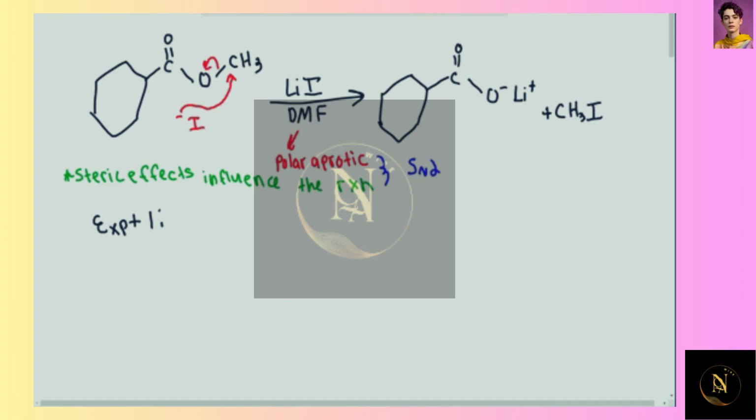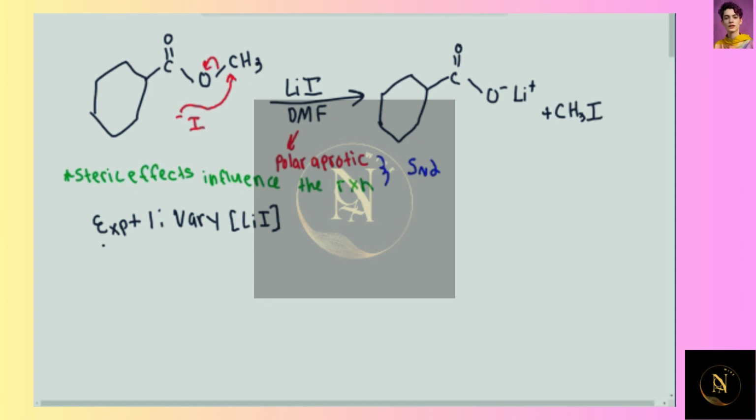So we can take advantage of that, and let's say for experiment one, we can vary the concentration of lithium iodide. When we vary the concentration of lithium iodide, if our reaction rate is changing, it's likely that we have an SN2. And if there is no change in our reaction rate, we probably have an SN1.